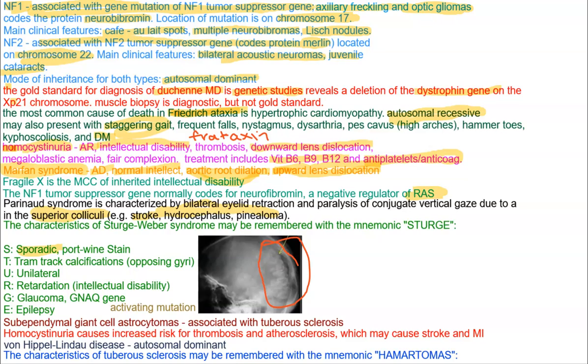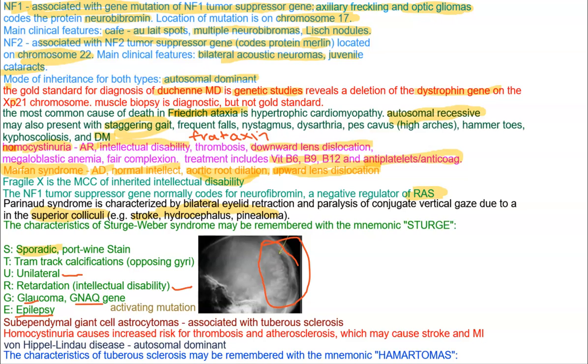Next thing you want to note is that it's unilateral. It's also going to cause mental retardation or intellectual disability. These patients can also present with acute closure angle glaucoma, and it's going to be an activating mutation of the GNAQ gene, and then they can also present with epilepsy. So remember, sporadic mutation, not inherited mutation, port wine stain, tram-track calcifications, unilateral, intellectual disability, glaucoma, GNAQ gene is the gene that's affected, and then they can also present with epilepsy.